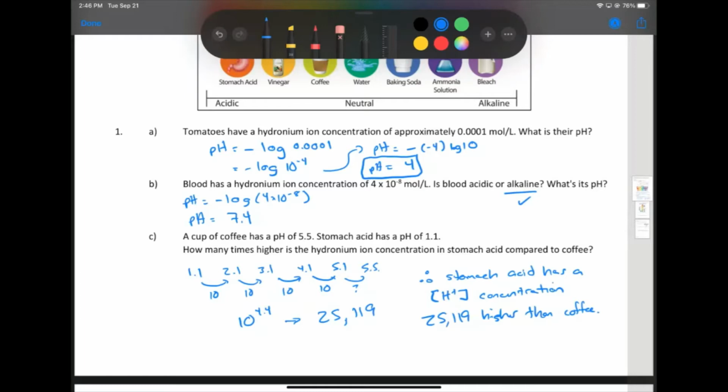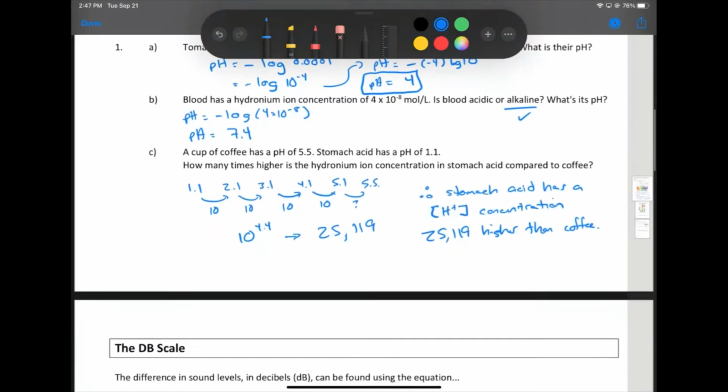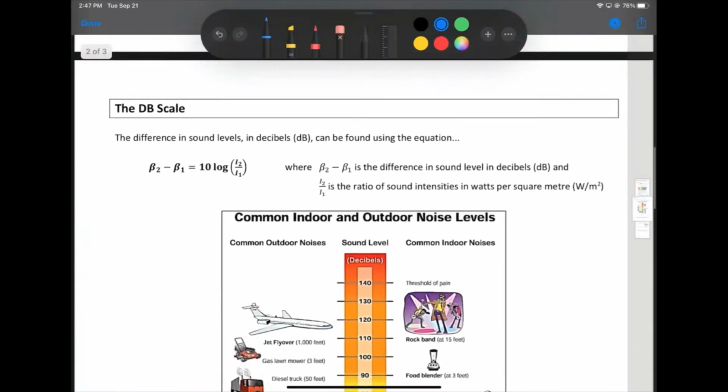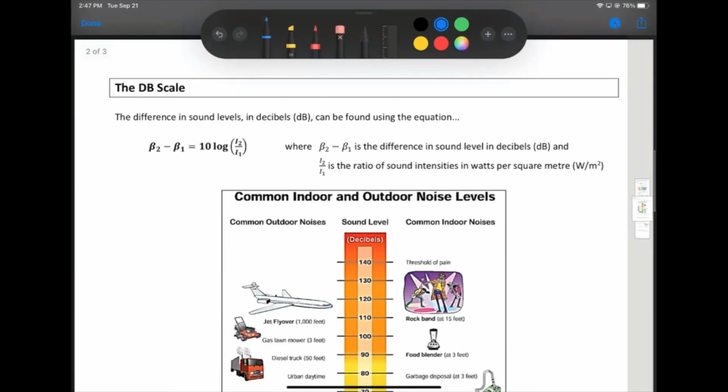Okay, let's move away from chemistry, much like I did in university, towards physics. And we'll talk a little bit about the decibel scale. Now the decibel scale is a little bit weird. It compares ratios of two sounds. We'll call them I2 and I1.